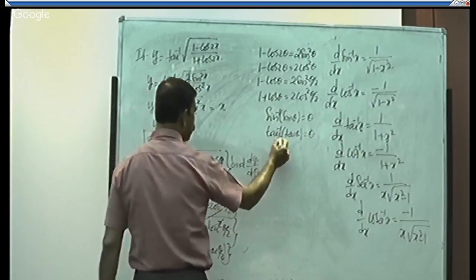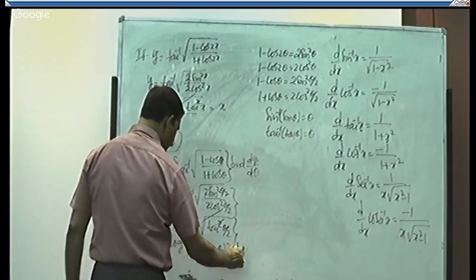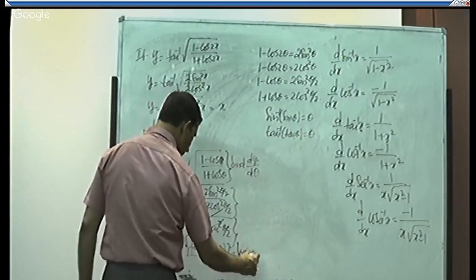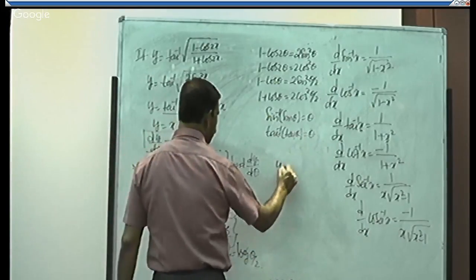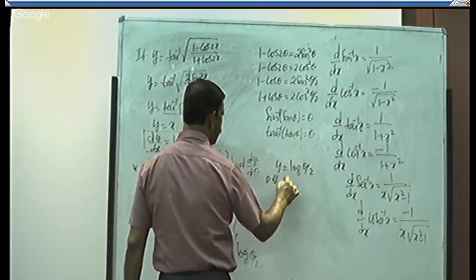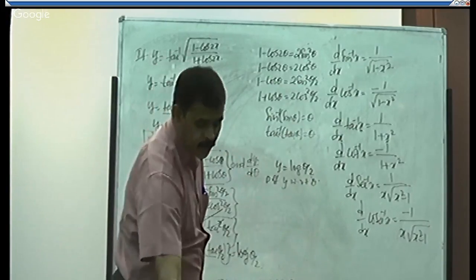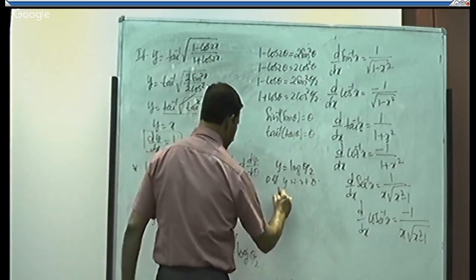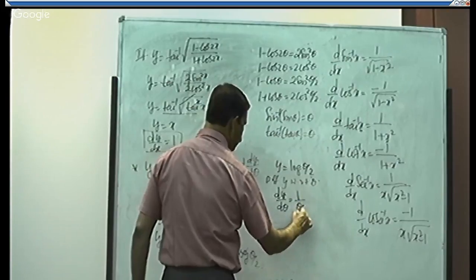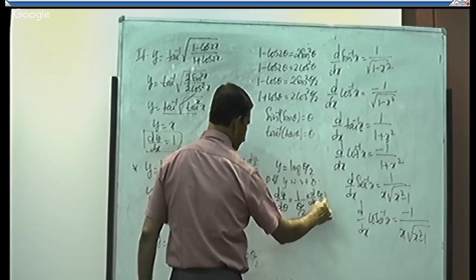So according to tan inverse of tan theta is theta, tan inverse of tan gets cancelled. It is log of theta by 2. Now you can differentiate with respect to what? Theta. Differentiate y with respect to theta. You will get what? dy by d theta. Therefore, dy divided by d theta is, for log, 1 by theta by 2 into d by d theta of theta by 2.